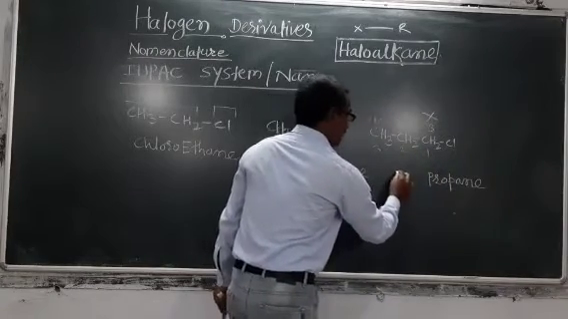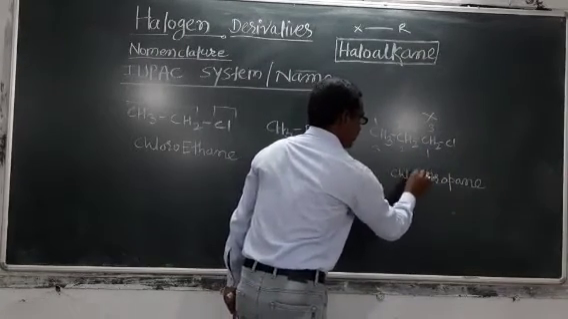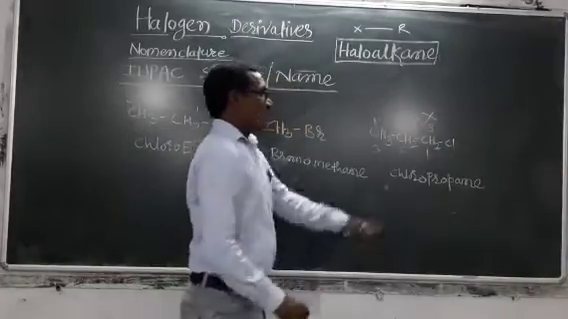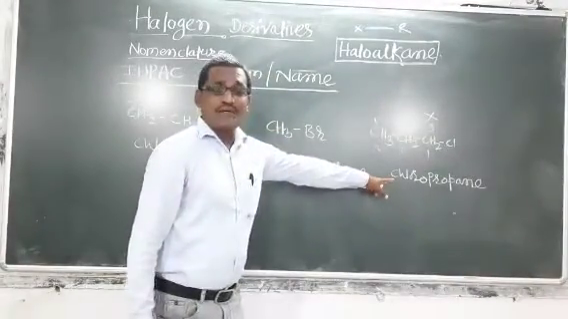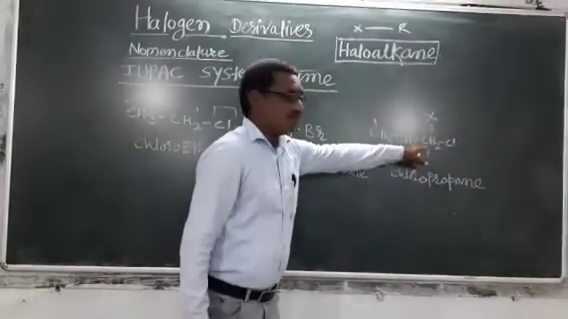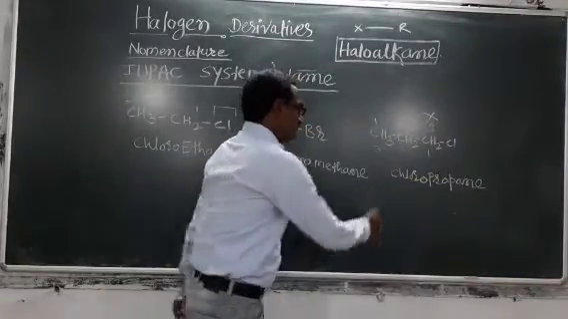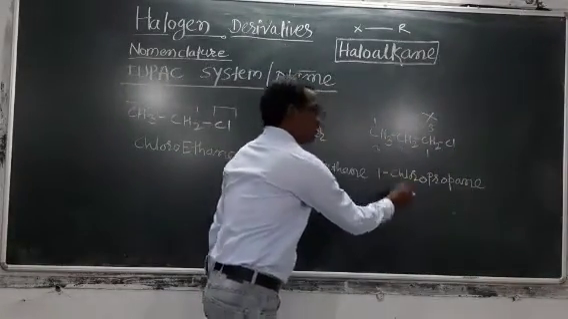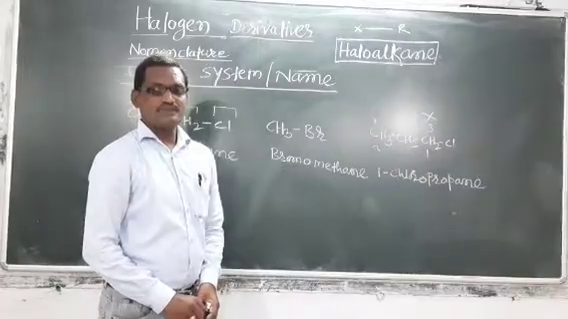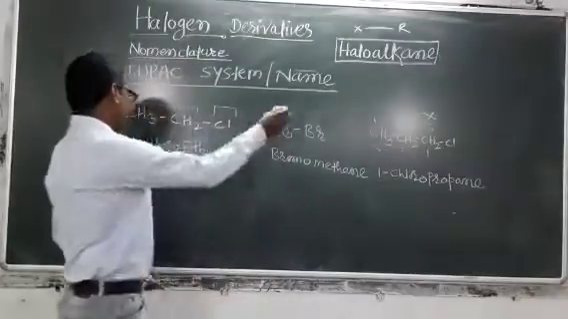Then write down halo means chloro. ये क्लोरो अभी कौन से कार्बन में है? पहले कार्बन. This is situated on first carbon atom. So we write here 1-chloropropane. Now I will give another one example.